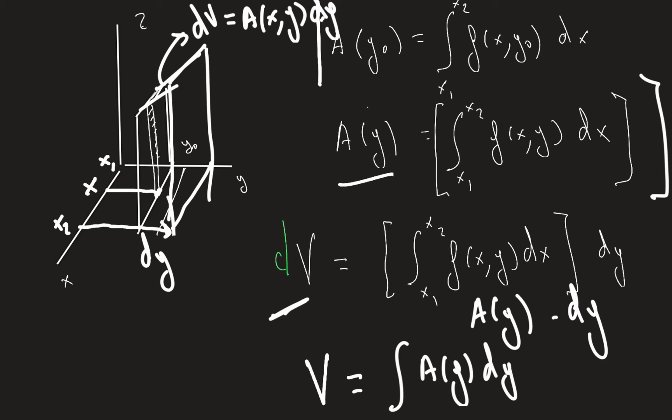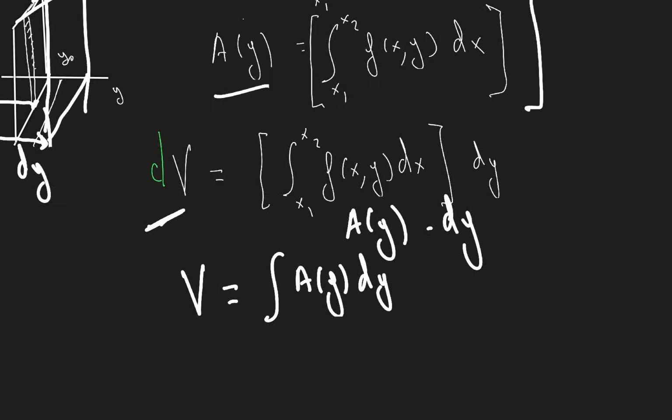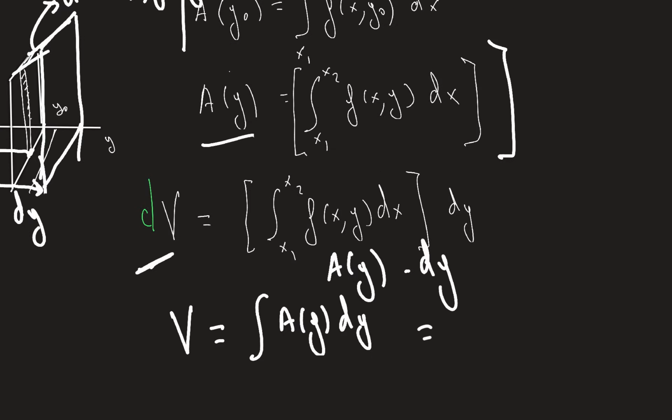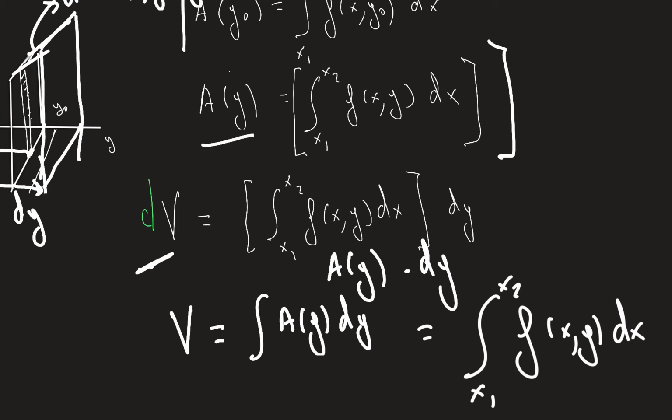But because A of y is the integral from x1 to x2 of f of x,y dx, this is A of y, and the integral from y1 to y2 of this expression dy is the total volume that you are calculating.